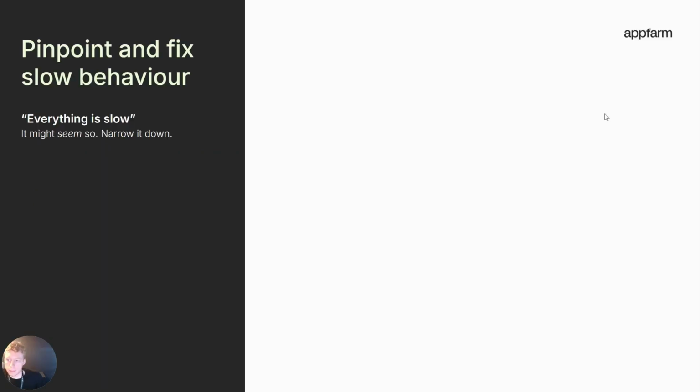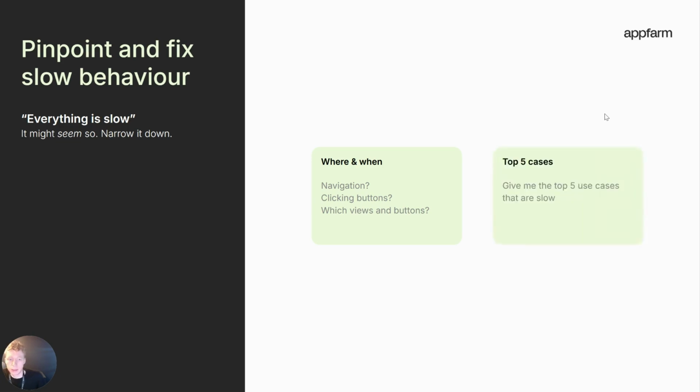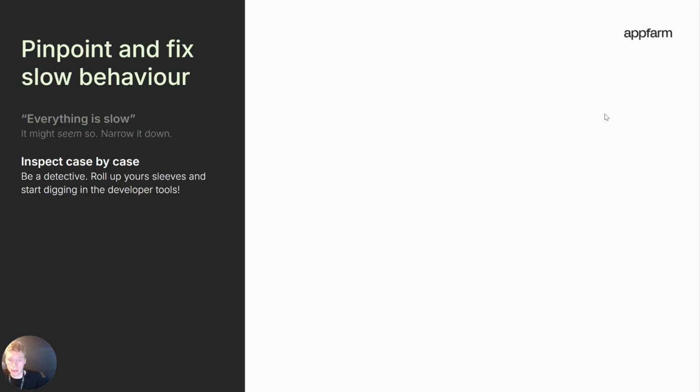If you receive the complaint, everything is slow from a customer, or you experience it yourself, try and think about, is it really everything that is slow, or is it certain aspects of the app? For example, navigation between views. Does it happen when you click a specific button? In which case, note down which views and buttons it is that are affected. Say the top 5 cases, and this is really useful to begin to start debugging actions. And then you can get to work.